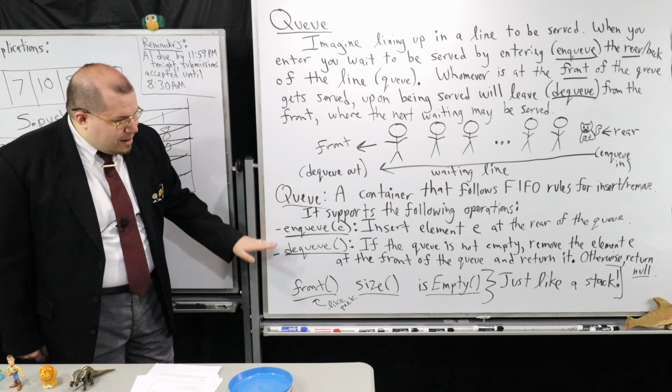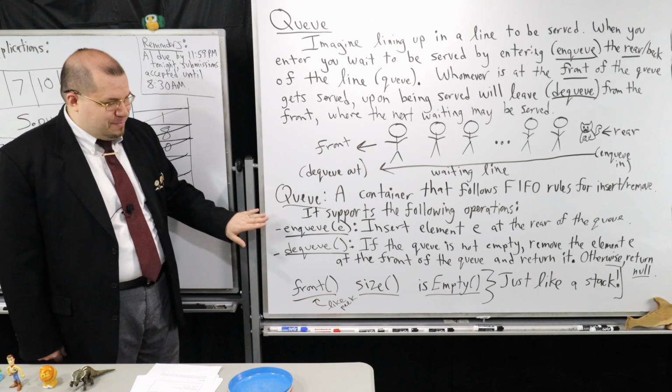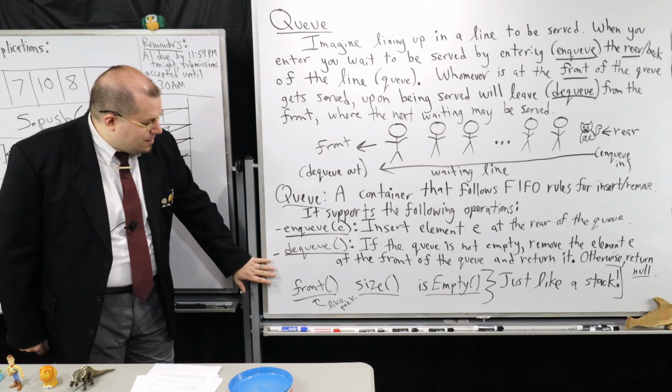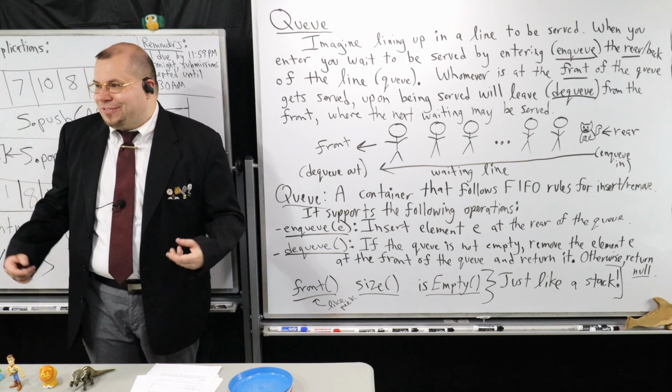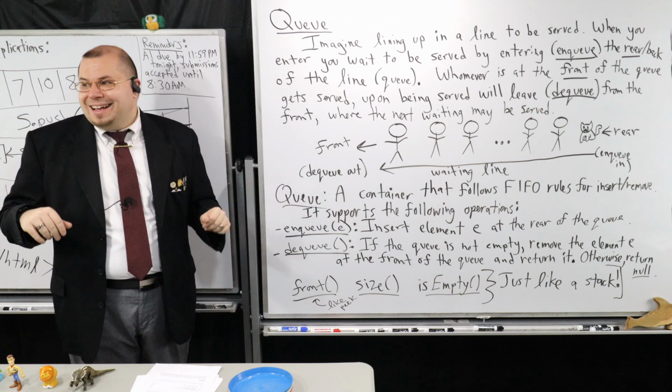Those are the two main ones you have. You'll notice that they have a very similar structure to push and pop. So notice NQ is like push, and DQ is like pop. Just the difference is where the insertions and removals are happening. That's really it.